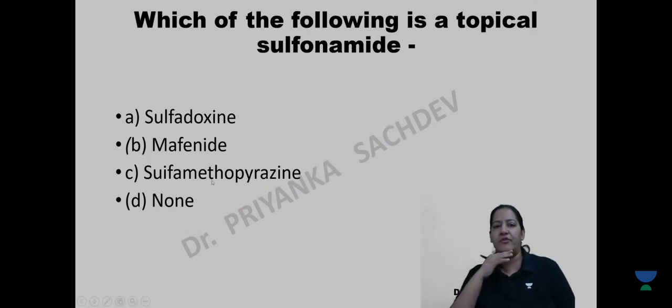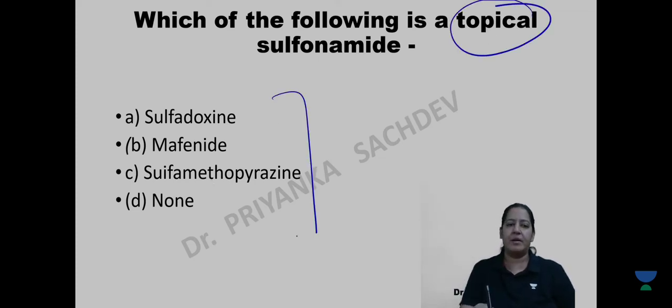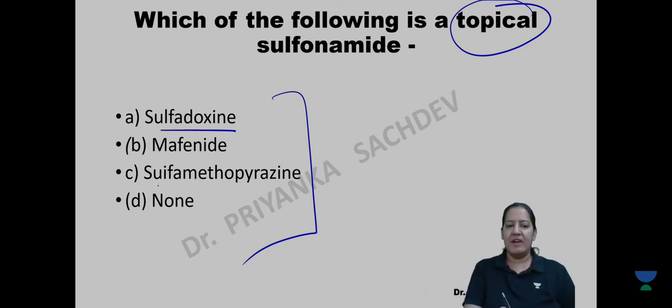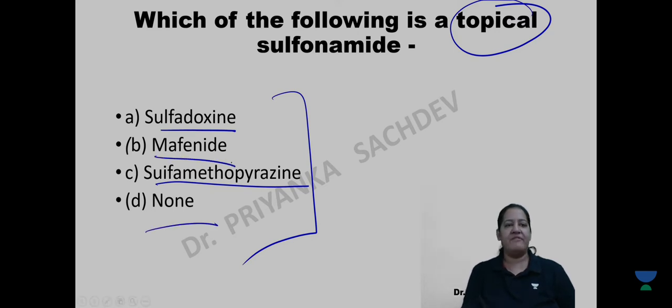The next question is in front of you. Which of the following is a topical sulfonamide? I'm asking, it's a very easy question. Which of the following is topical? So tell me the answer. Is it sulfadoxine? Is it sulfamethoxazole? Or is it none? Or is it mafenide? So mafenide is the answer, right? Mafenide is the topical one.